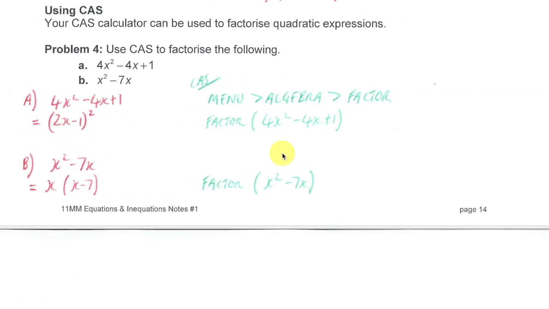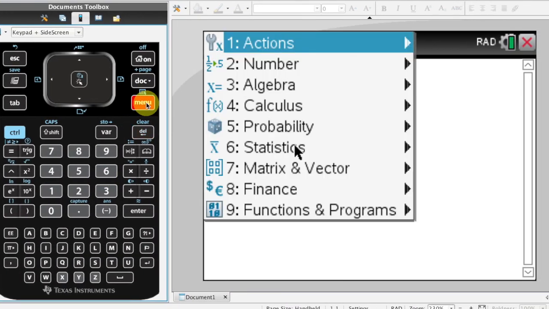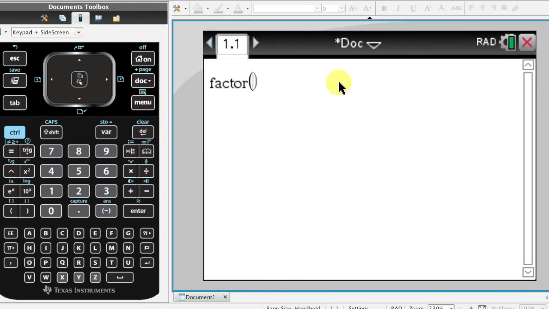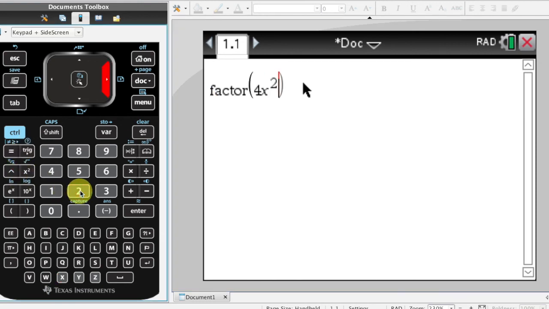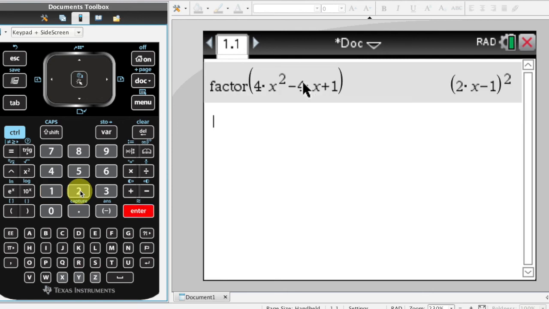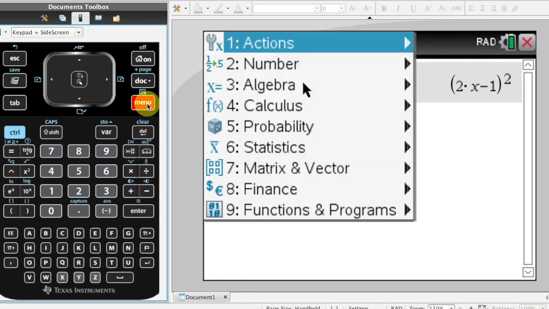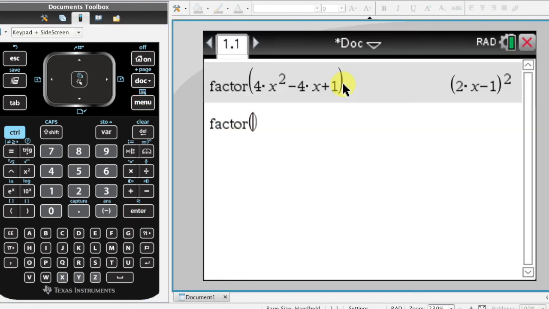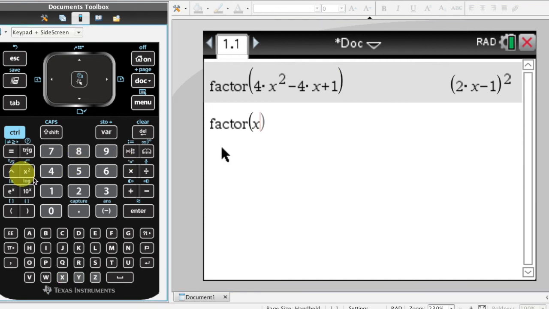Use our CAS calculator, as you can see here in problem 4. Whilst this A and B we can factorise quite easily, you can see what I've done here in red. And we use our CAS, menu, algebra, and factor. And in the first one, it was 4x squared minus 4x plus 1, and gives us 2x minus 1 squared. And then menu, algebra, factor, and we've got x to the power of 2 minus 7x. Now I'm hoping obviously you can do that in your head, but there it is.